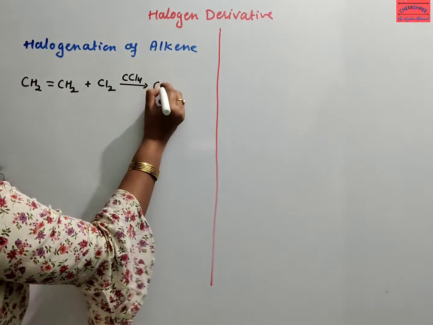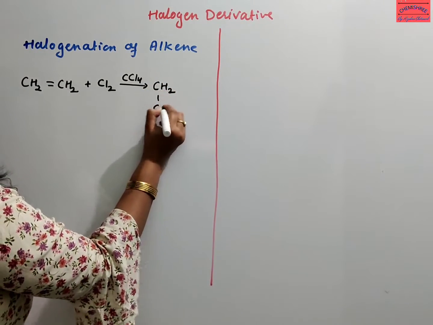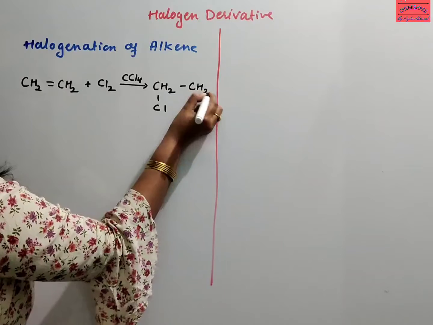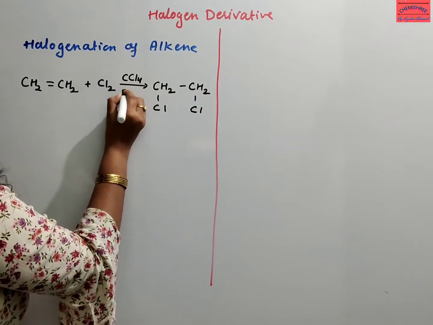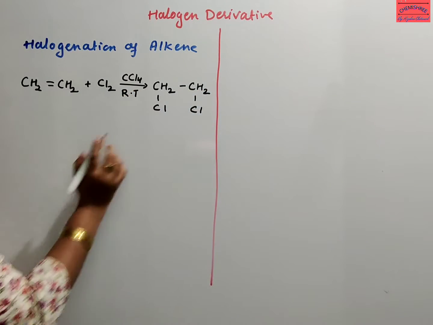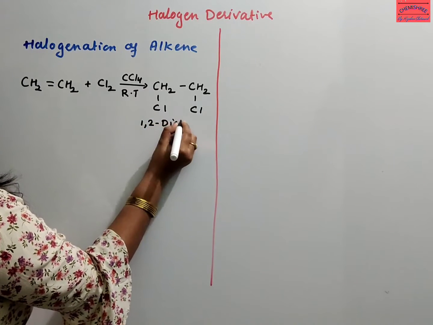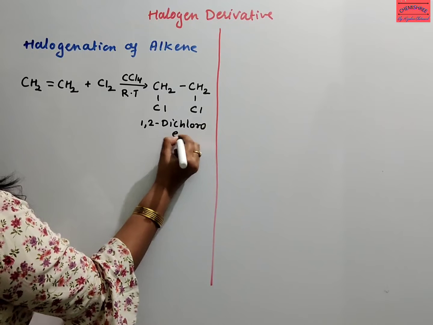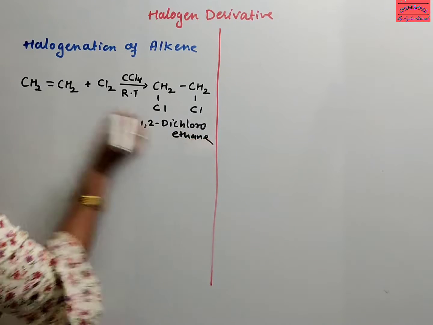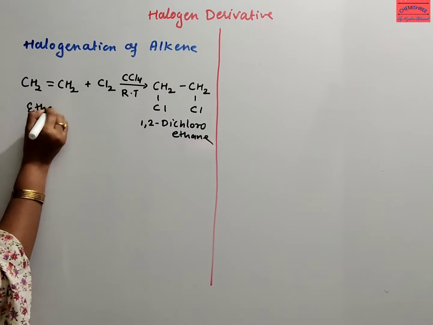will go to another carbon, and you will get CH2Cl, CH2Cl. The reaction takes place at room temperature. So you will get 1,2 dichloroethane from ethene.